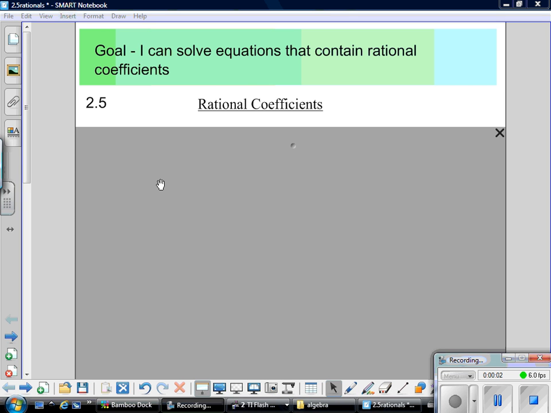Right, so the next goal that we have here is I can solve equations that contain rational coefficients. Now remember, a rational number is a number that can be written as a over b, where b doesn't equal 0. So in other words, we're looking at coefficients that are fractions.